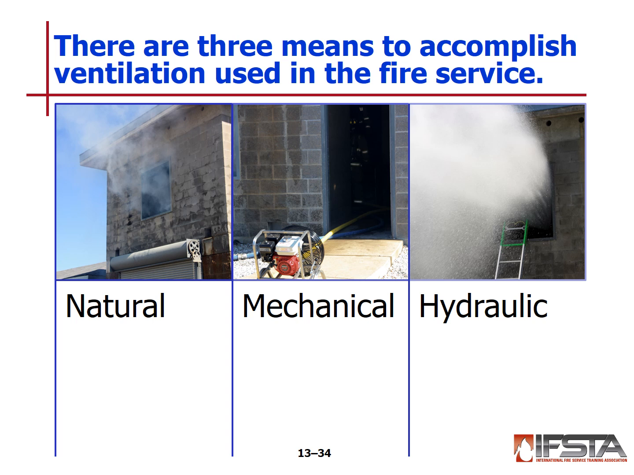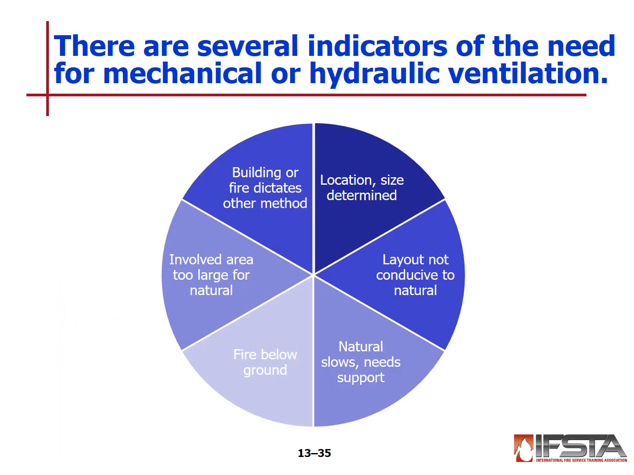There are 3 different means that we can use to accomplish this: natural, using the wind; mechanical, using a fan; or hydraulic. And we'll learn how to do this as well in the simulator. Usually at this point in time, we've already made contact with the fire and put the fire out, but we want to improve our visibility a little bit. So using the fire stream, we're going to push some of that smoke out. The need for mechanical or hydraulic ventilation is going to be determined by the building or fire.